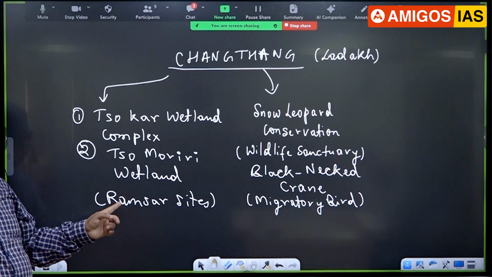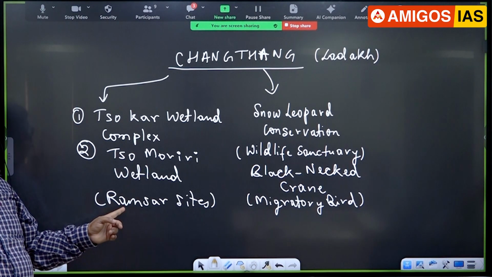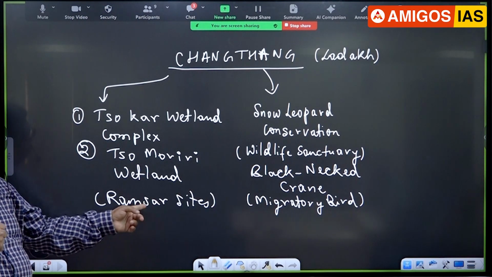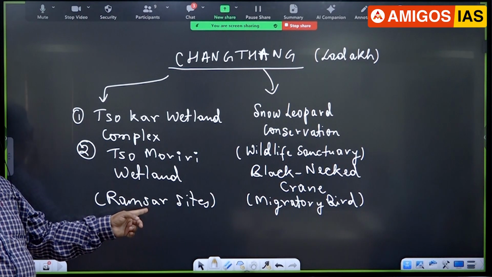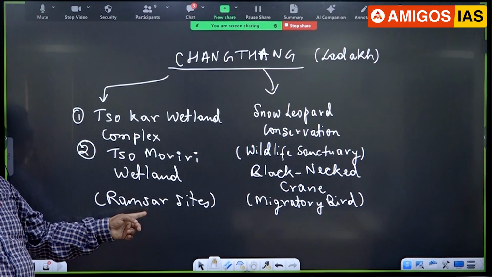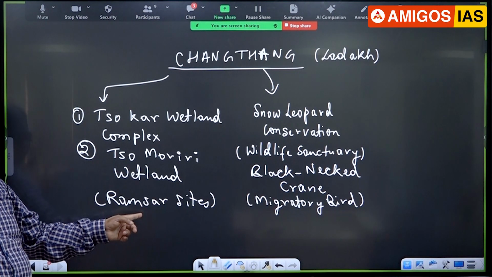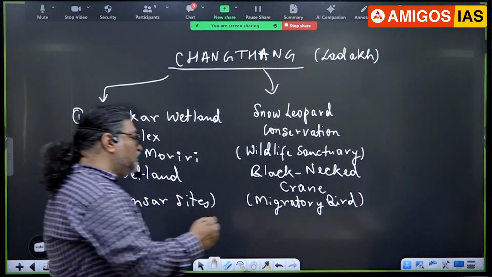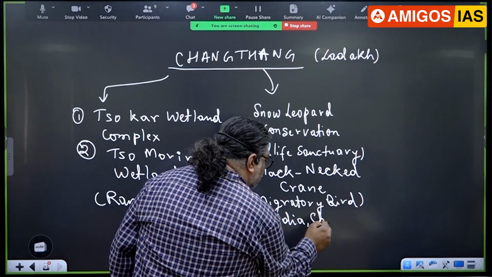The state bird was there, and this bird has a religious importance. So now tell me, which is a very important religion in Ladakh? Buddhism. This particular bird is linked with Buddhism. So in which countries does this bird migrate? One is India, Ladakh. Which is the second country? China, Tibet. Right? And third is Bhutan. So India, China, Bhutan. You can write there. It is basically found in India, China, and Bhutan.